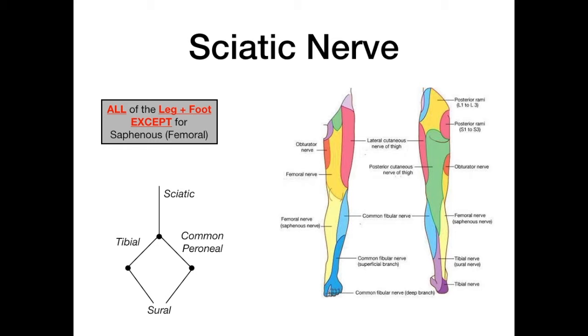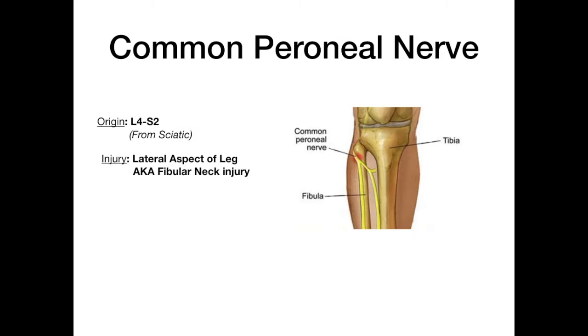Now that we've talked about the sciatic nerve and all of its high-yield information, let's take a moment to discuss the common peroneal nerve and the tibial nerve individually. So first we'll begin with the common peroneal nerve. The common peroneal nerve is from L4 to S2, and again, it comes from the sciatic nerve. Injury specific to the common peroneal nerve will be due to damage to the lateral aspect of the leg at the fibular neck. So the fibular neck is the area where the common peroneal nerve wraps right around it and then dives down as it descends the tibia.